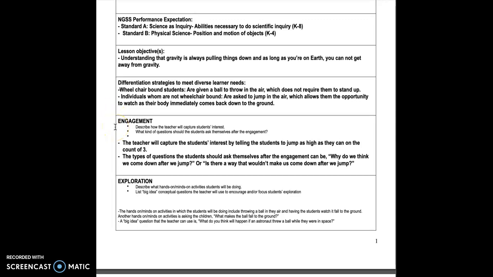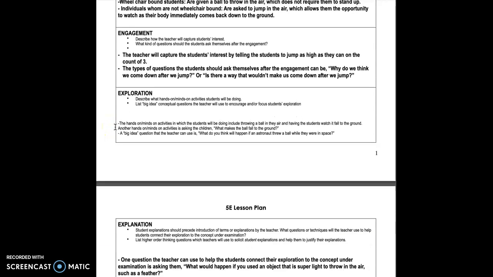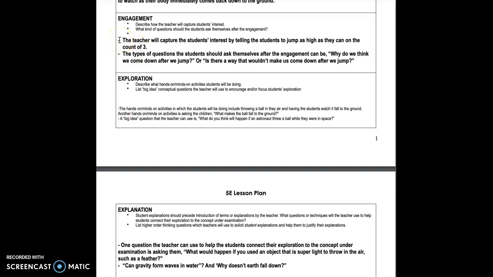Now for the engagement, one of the 5 E's, the teacher will capture the students' interest by telling the students to jump as high as they can on the count of 3, which does require the children to participate. Another engagement can be the types of questions the students should ask themselves after they attempt to jump, which is, why do we think we come down to the ground after we jump? Or is there a way that wouldn't make us come down after we jump? The second question can require them to use their critical thinking skills.